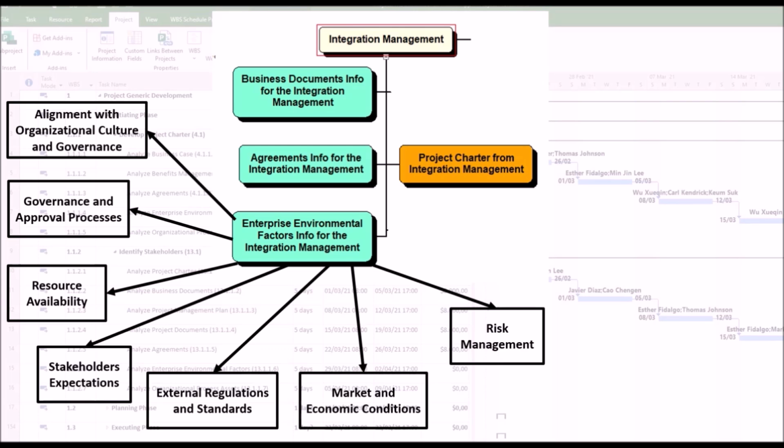7. Risk management. Enterprise environmental factors such as organizational risk tolerance and external risk factors, such as political instability and natural disasters, shape the project's risk management approach. These risks are documented in the project charter to ensure they are identified, assessed, and addressed throughout the project lifecycle.